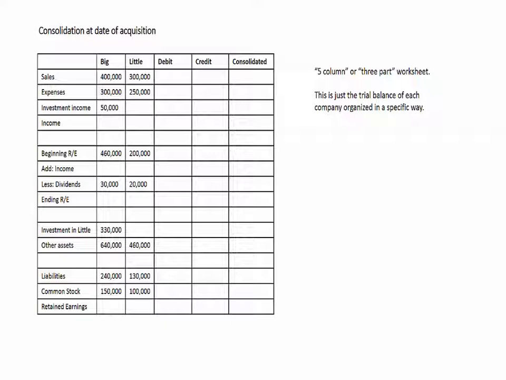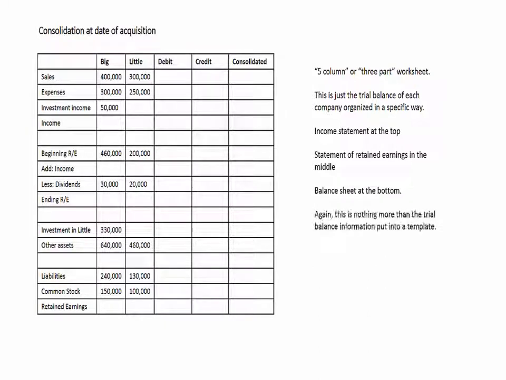Now, this is just the trial balance of each company organized in a very specific way. Every number there for each of the 2 columns, Big column and Little column, is simply the trial balance that's been rearranged. Rather than having assets versus liabilities and equity, we've organized it into its 3 financial statement categories: income statement, statement of retained earnings, and balance sheet. Again, the income statement is at the top, the statement of retained earnings is in the middle, and the balance sheet is at the bottom. And again, I can't stress enough, this is nothing more or less than the trial balance forced into this new template.